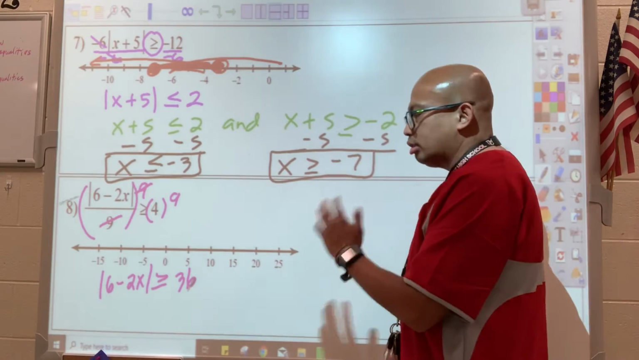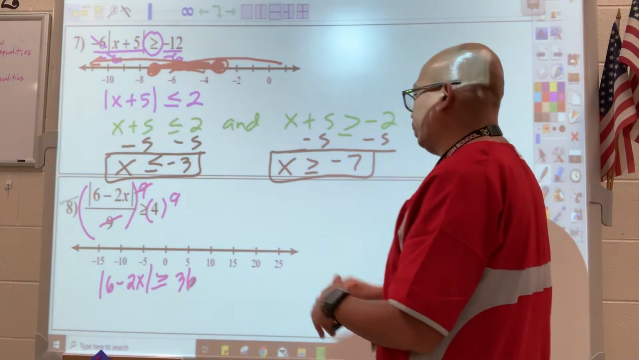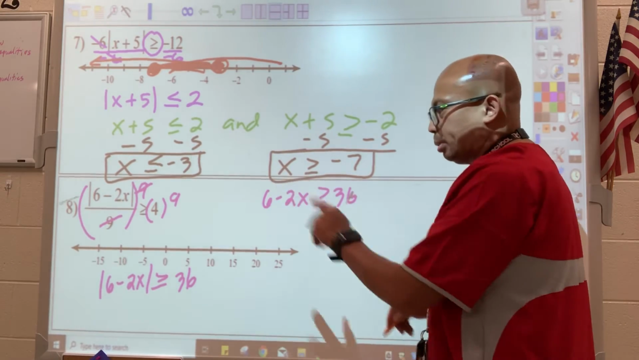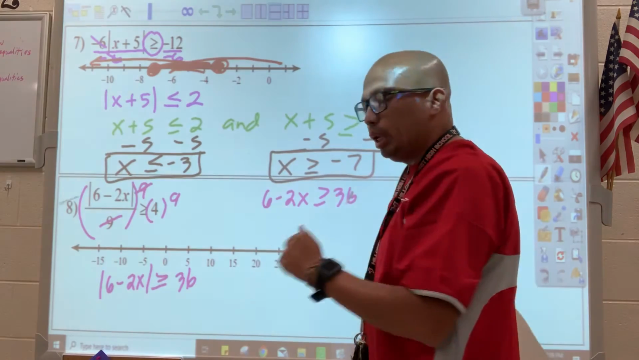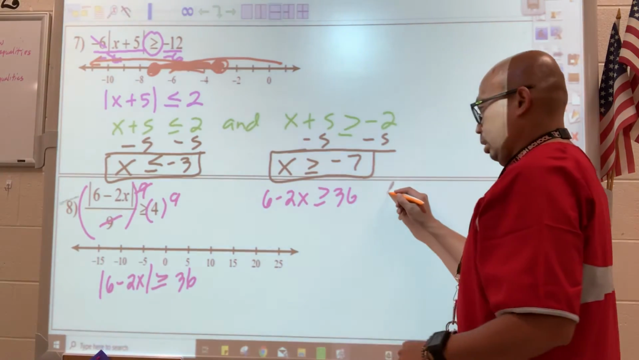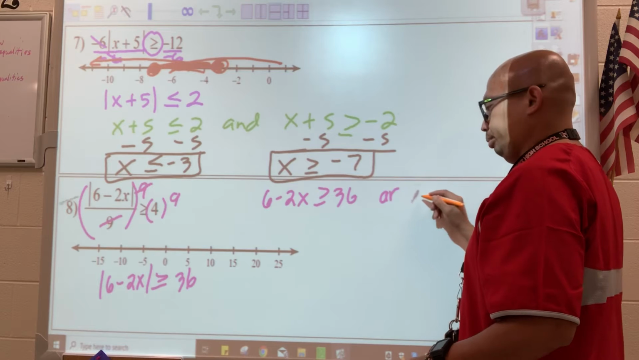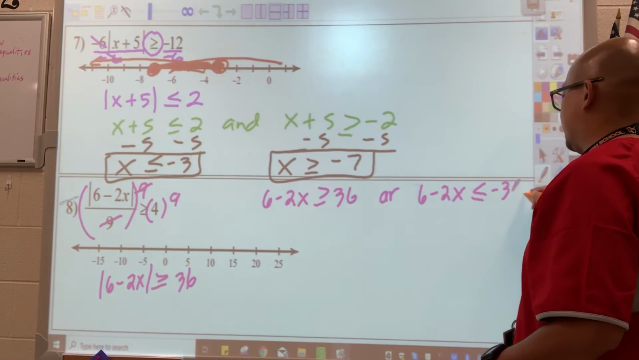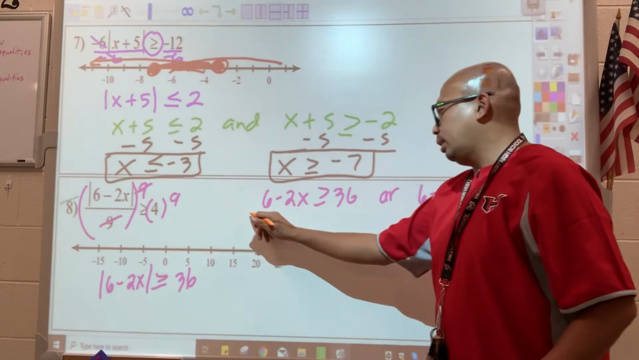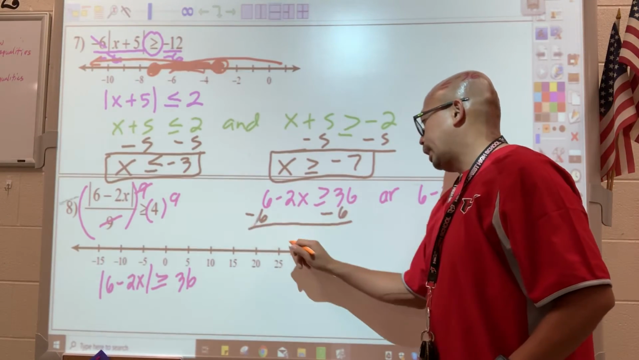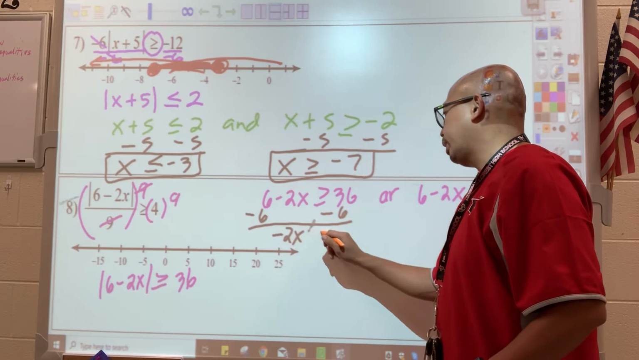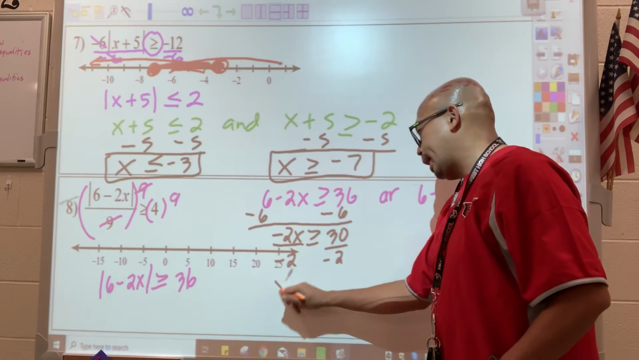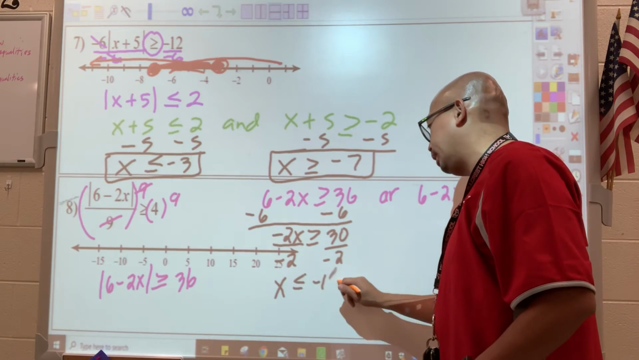Now, since the absolute value sign is by itself, we can split them into two as 6 minus 2x greater than 36. I just copied the expression, the entire inequality without the absolute value. Or 6 minus 2x less than or equal to negative 36. I flip them again. Solve it by subtracting 6. That gives me negative 2x greater than or equal to 30. Now I'm dividing it by negative 2. That makes it x flip over, negative 15.